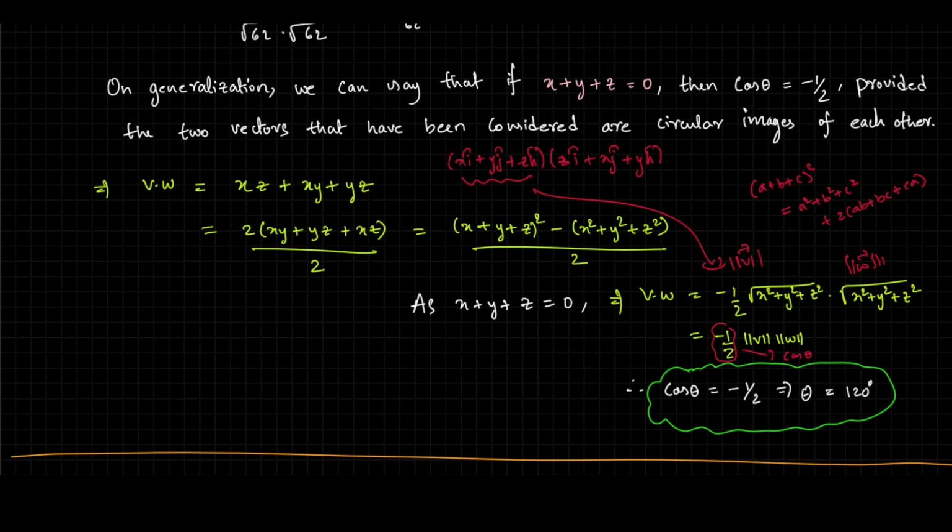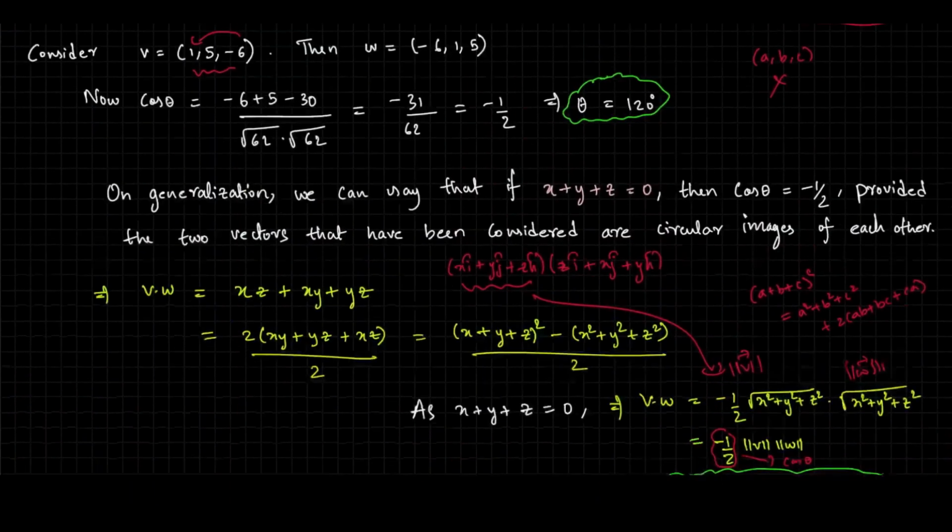Fine. So if x plus y plus z is equal to 0 and the two vectors that are given are circular images of each other, then cos theta will definitely be equal to minus half in every case, in all the dot product cases, and that theta will be equal to 120 degrees. So this is all about the third question.